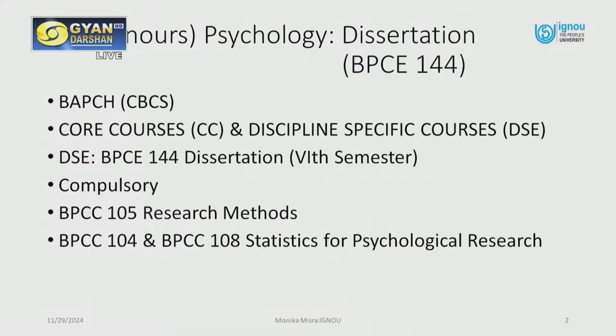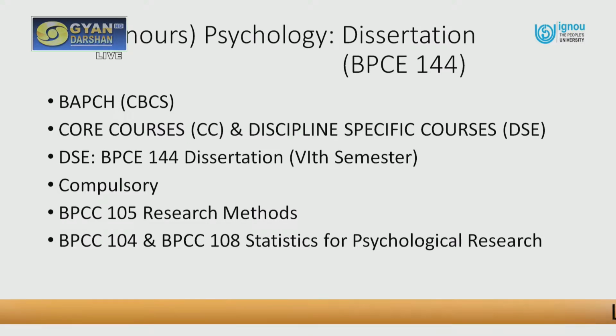While in this program, BA PCH, as the course code goes, it is as per the CBCS system, and here you are getting an honors degree after completing 3 years of the program. So you must be aware by now that the psychology courses are primarily the core courses and the discipline specific courses, which we say as the CC and the DSE.